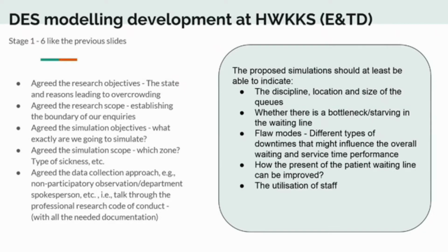This one needs to be approved by Kementerian Kesihatan Malaysia and it takes about 6 months to be done, with lots of supporting documents from Likas Hospital. So the hospital would like to know this: the discipline, location and size of the queues. Whether there is a bottleneck, starving in the waiting line, flow modes, which might influence the waiting line. How do you go about improving the waiting line and the utilization of staff? They would like to know this in addition to what you have said before.